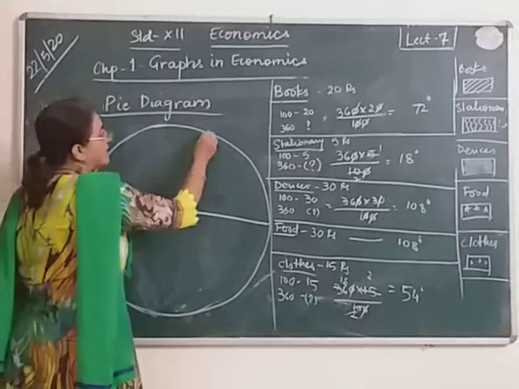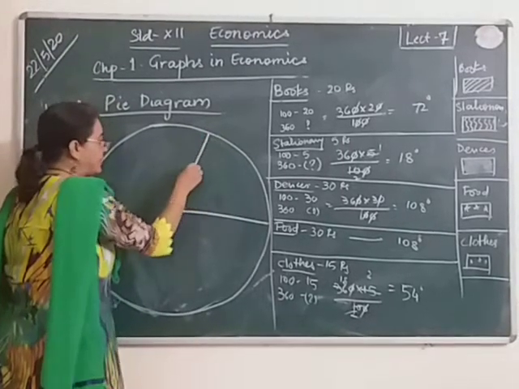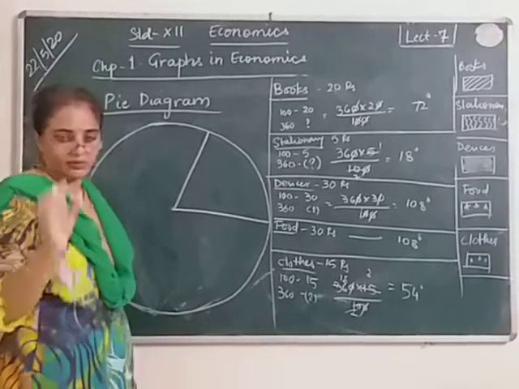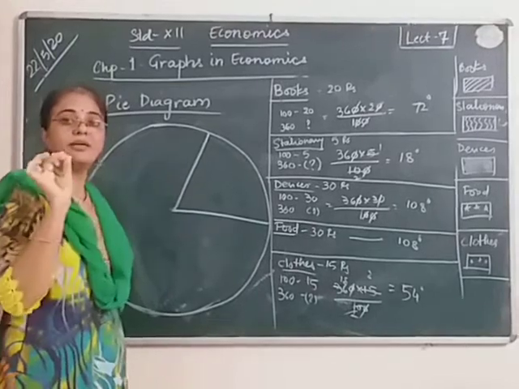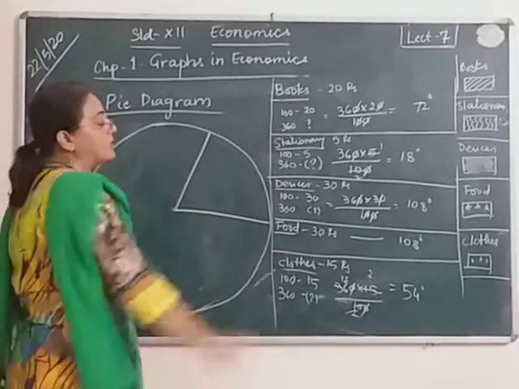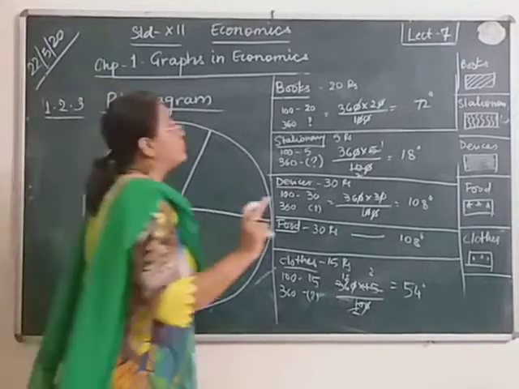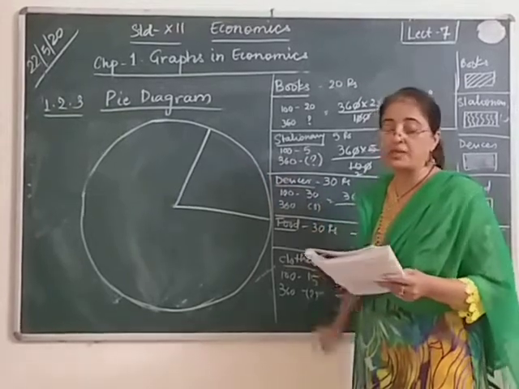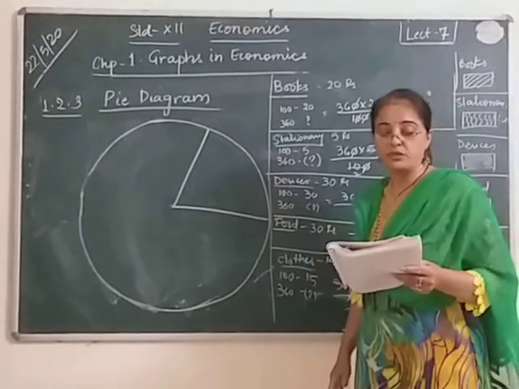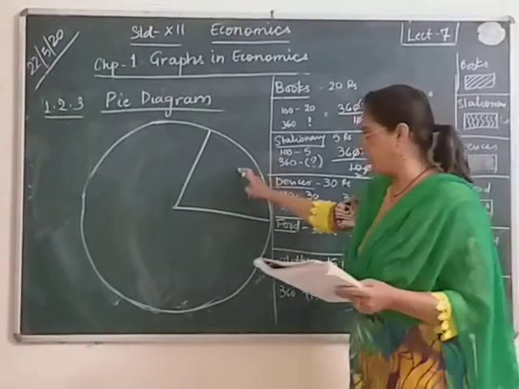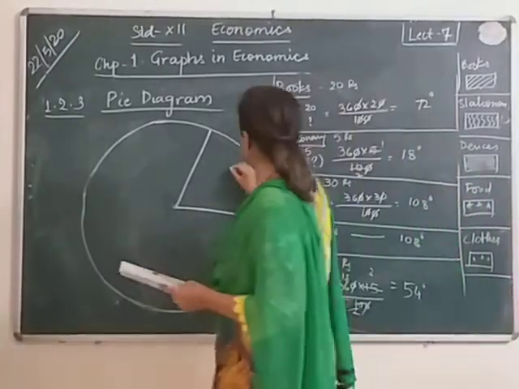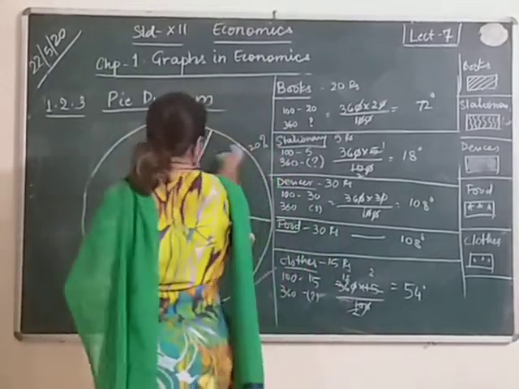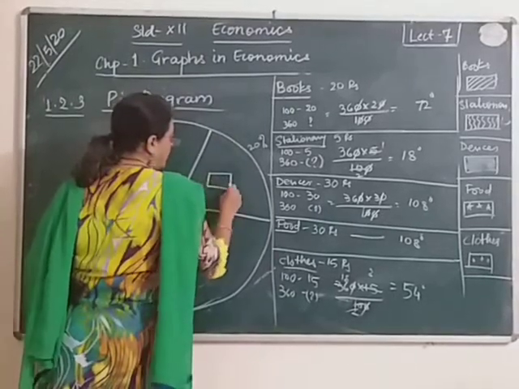So 72, say for example, is this. See, I am drawing it tentatively. You have to draw with the use of a protractor. So this is your protractor. When you use a protractor, you are going to get the exact figure. Now this is 72 degrees. But we do not have to show degrees here. We have to show percentage, because the actual data has been given in terms of percentage. This is the 20%. You may either write 20% here or write 20% here in a box. Both are acceptable.